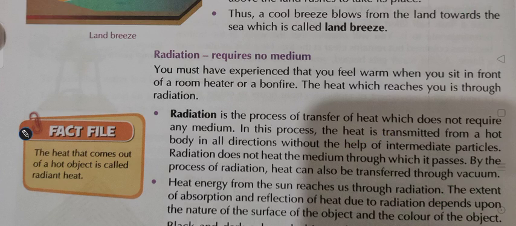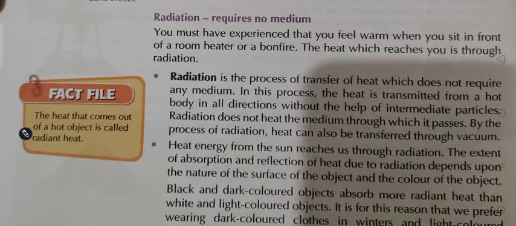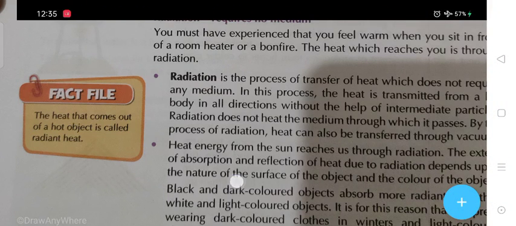Students, have you seen a fire? Okay, see, suppose that this is the fire, and if you are sitting here, you will feel the heat. But how is that heat transferring? That is transferring by the radiation method.